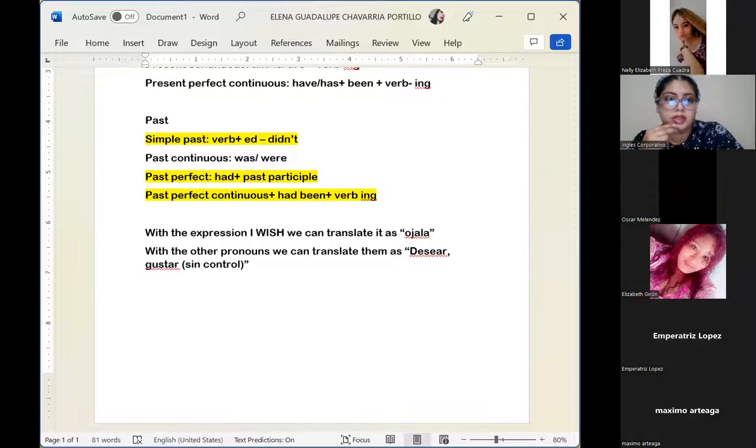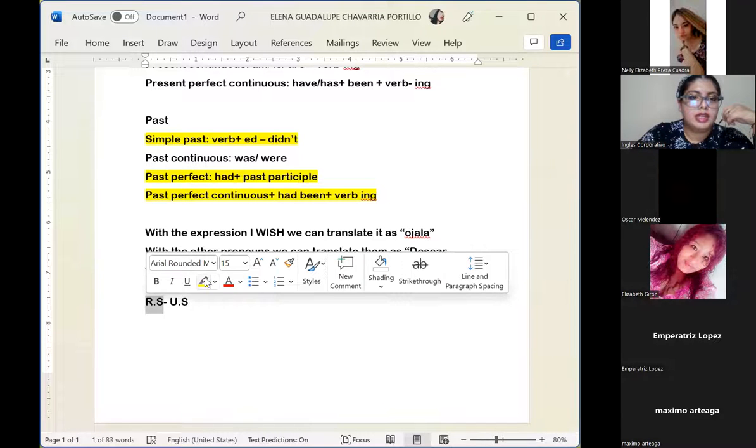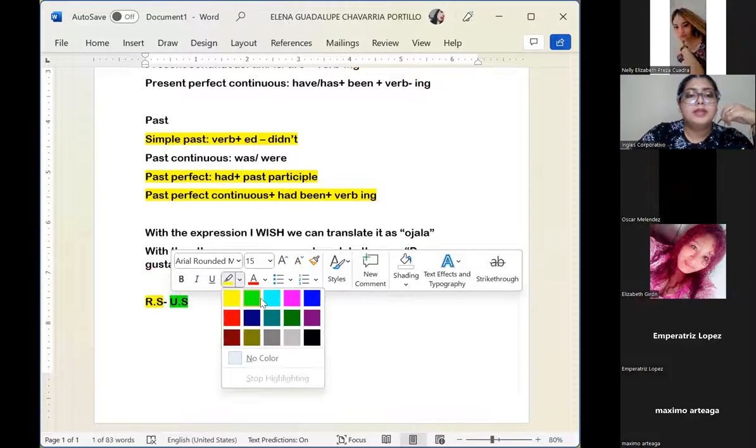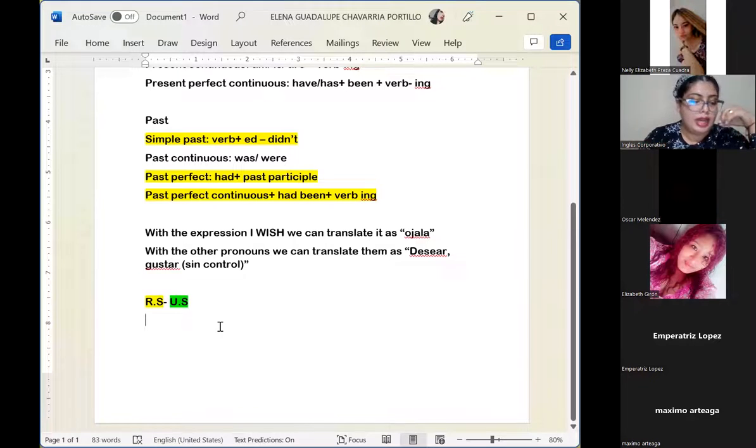So now we are going to see what are the couples that we are going to make to create those sentences. Remember, we have two situations. One is real and one is unreal. So the first tense is the real tense. So we are going to put real situation. And this one will have an unreal situation. I'm going to mark this one in yellow and this one in green. Situación real, situación irreal.